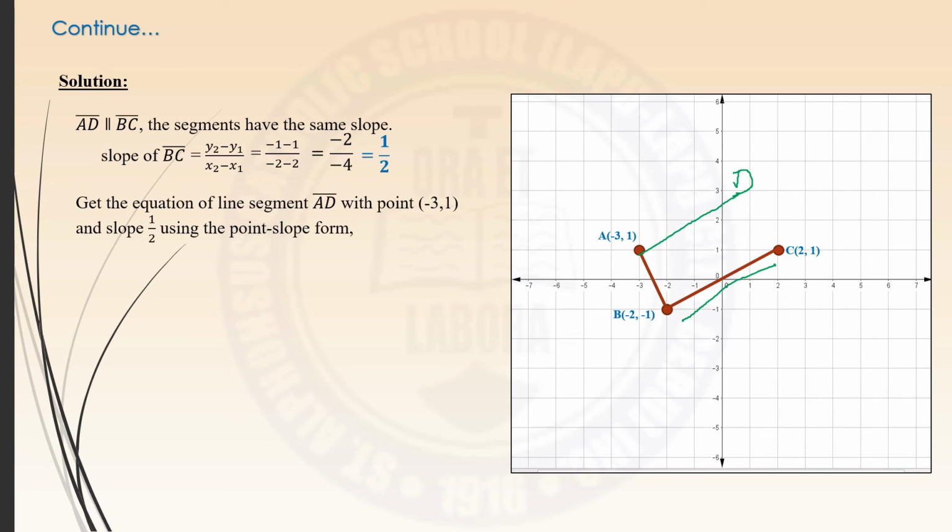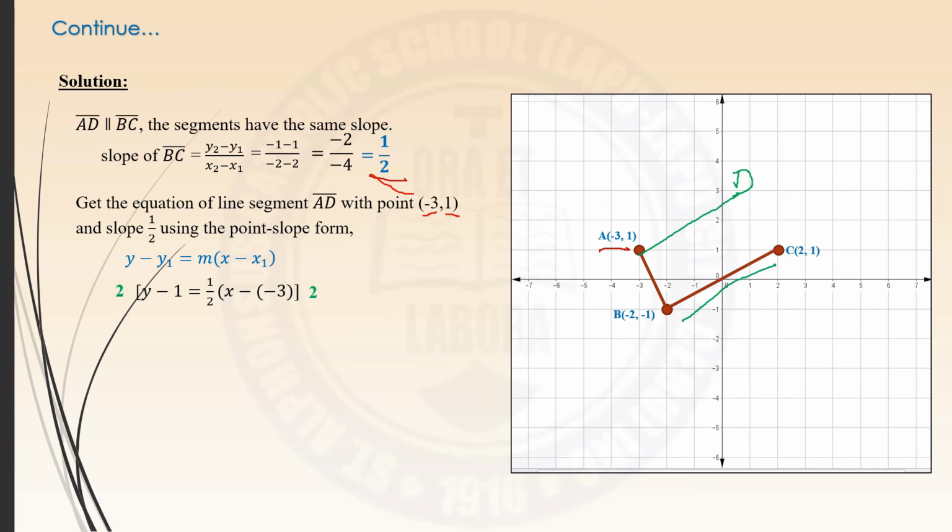After that, get the equation of line segment AD with point negative 3 and 1, which is this one, and the slope 1/2 using the point slope form. So according to the point slope form, we have y minus y sub 1 is equal to m times the quantity of x minus x sub 1. Please take note that we have to consider this point slope form, and the value of our y sub 1 is 1. The value of our m is 1/2. And the value of our x sub 1 is negative 3. So our equation will become y minus 1 is equal to 1/2 times the quantity of x minus negative 3.